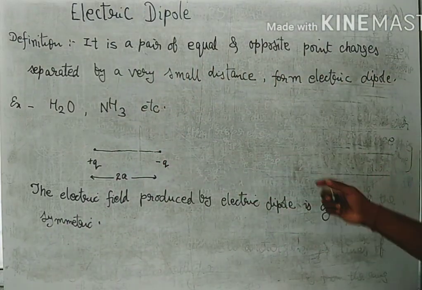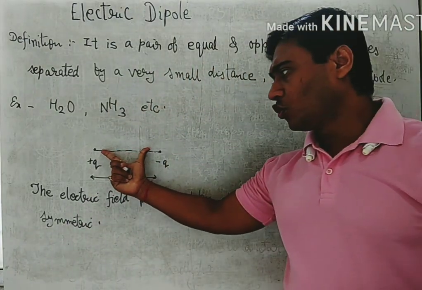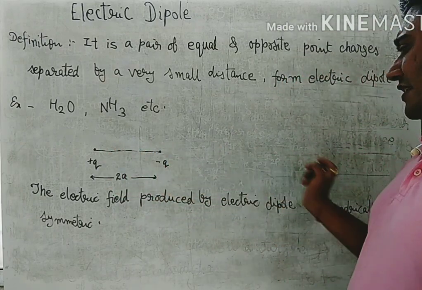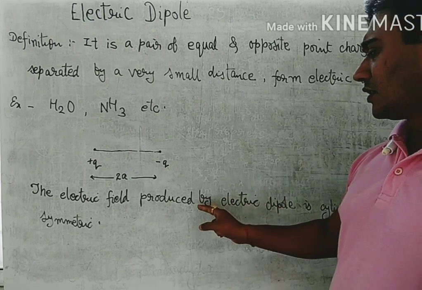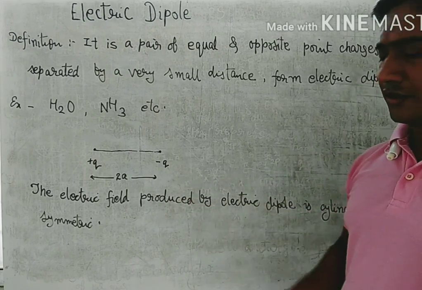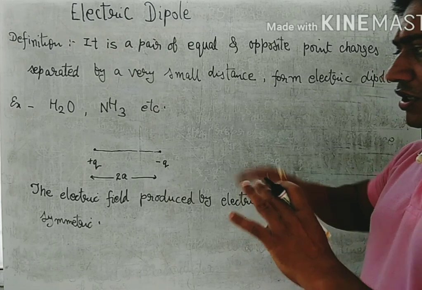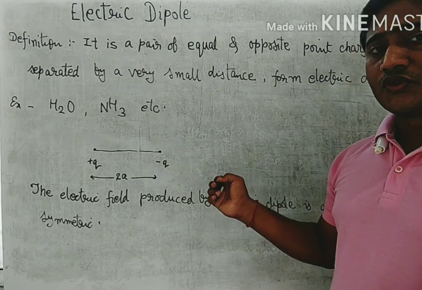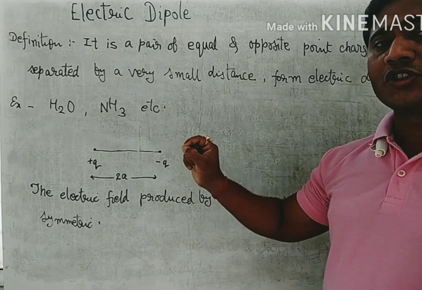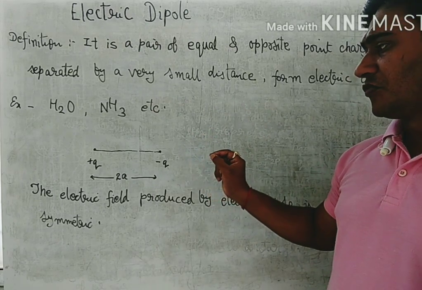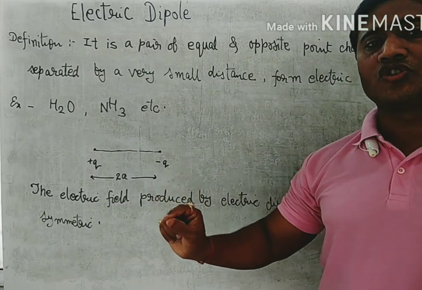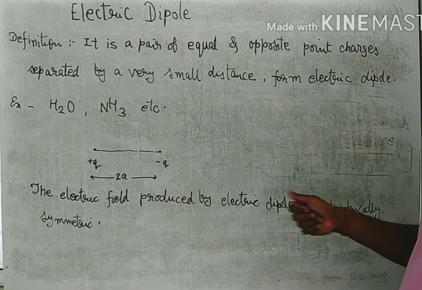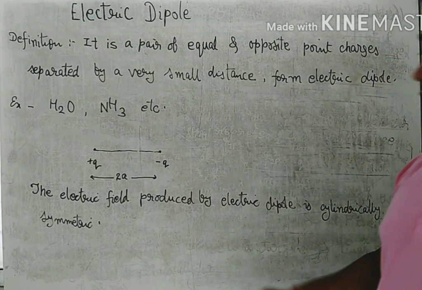So the electric field that this dipole will form at a certain point along its length is cylindrically symmetric. Okay, means if we draw an imaginary cylinder around that dipole, then at every point on the surface of that cylinder, the strength of electric field is going to be uniform, constant. That's the meaning of that electric field being cylindrically symmetric.